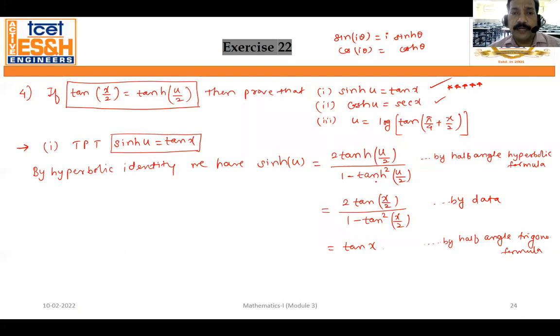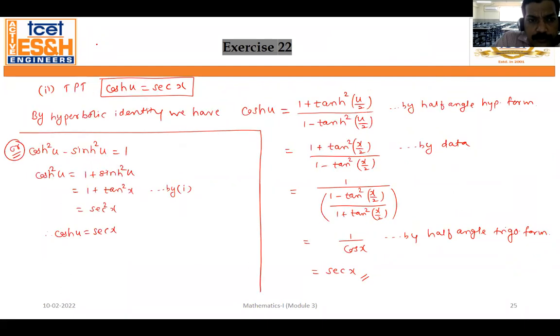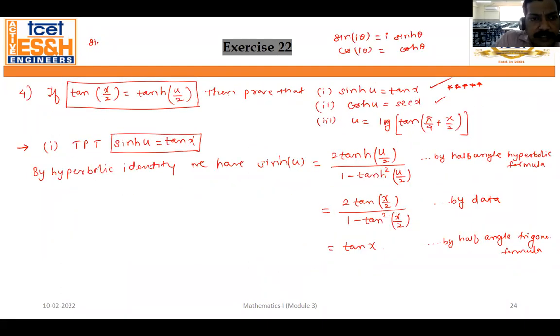Even at the time of examination, if you are not able to recollect the identity for sine hyperbolic of u in terms of tan hyperbolic of u by 2, it doesn't matter. What you have to do is write the corresponding trigonometric identity. Can anybody tell me the corresponding trigonometric half angle formula for sine u in terms of tan u by 2? Anybody? Or sine theta in terms of tan theta?